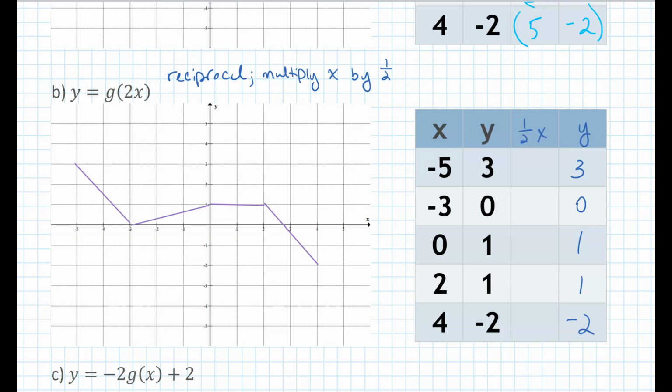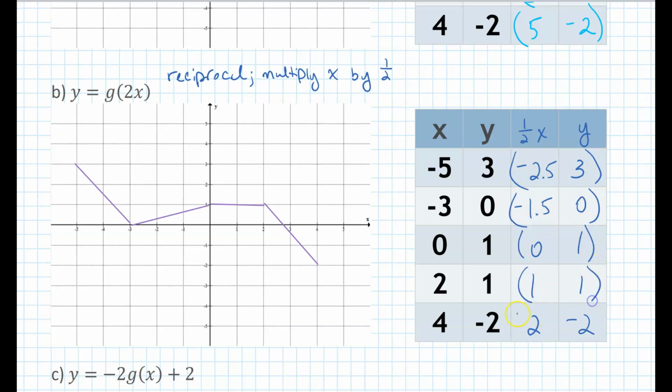Okay, so negative 5 by 1/2 is negative 2.5, or negative 5 over 2. Negative 3 by 1/2 is negative 1.5. 0 by half is still 0, so that point actually doesn't even move. 2 by 1/2 is 1, and 4 by 1/2 is 2, and these are our new coordinates.